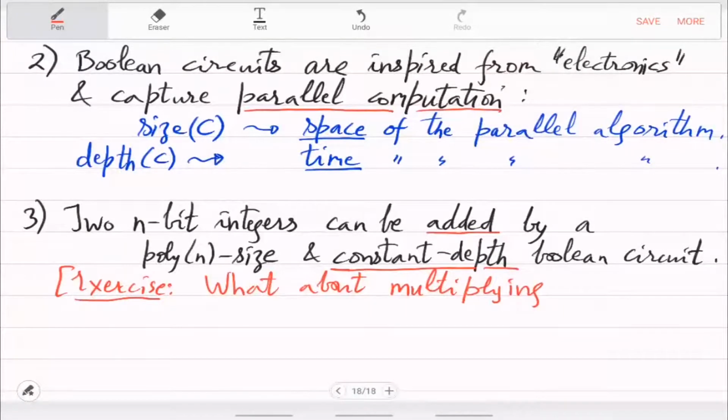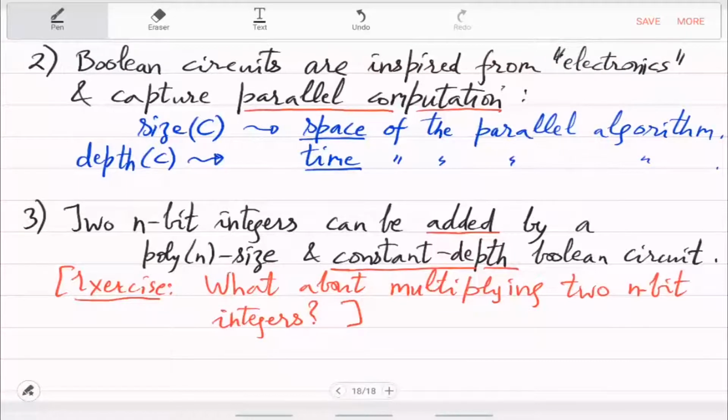What about multiplying two n-bit integers? So these are some simple properties of Boolean circuits once you have this definition.